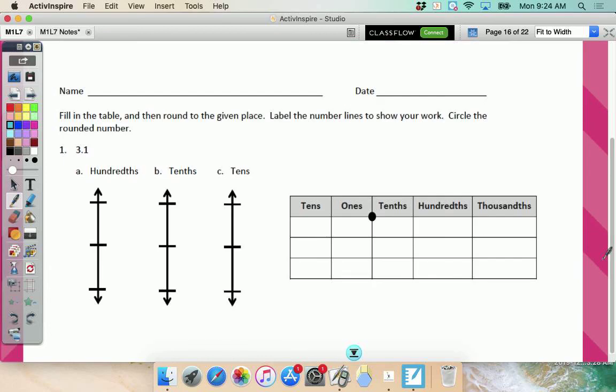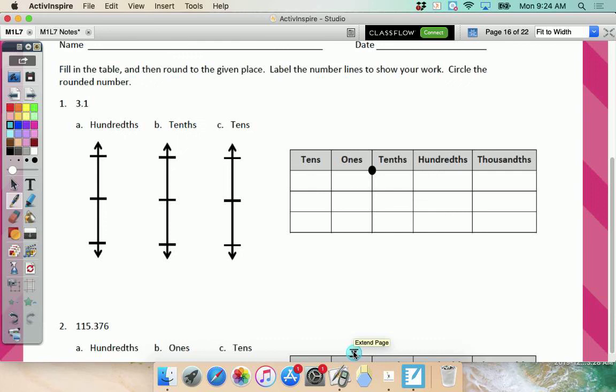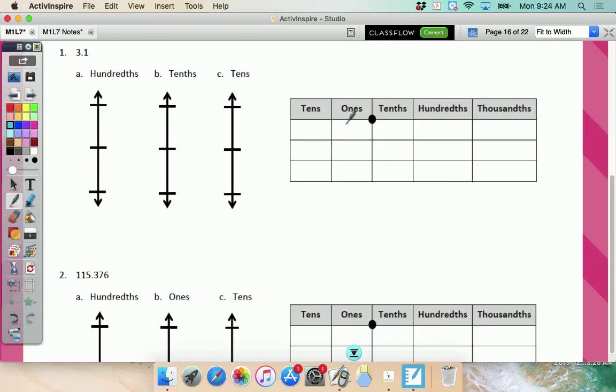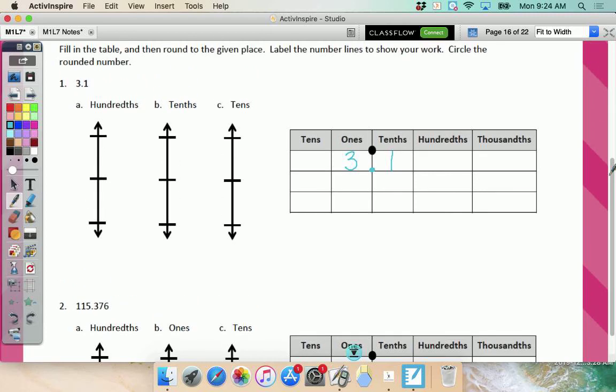This time, we're going to round to whatever it says here, A, B, and C. But let's get it on the place value chart to help us out. So we're going to round 3.1. Everybody write that down. 3.1. And I'll show you where we're going to write it and how we're going to write it. We're going to do it 3 times.